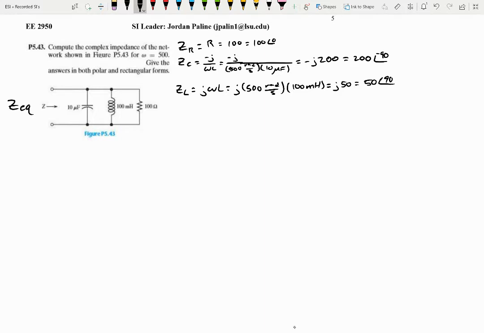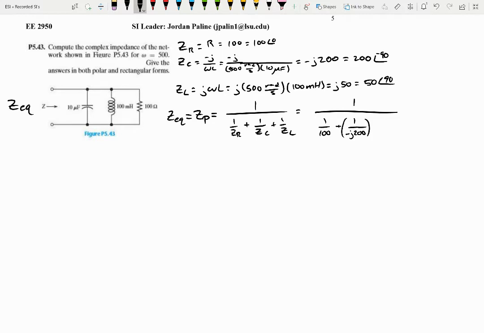So the longer method is to say that Z equivalent would be Z parallel, 1 over ZR plus 1 over ZC plus 1 over ZL. Which is the same thing as saying 1 over 100 plus 1 over negative j 200 plus 1 over j 50. All we did was plug in the impedances that we had.